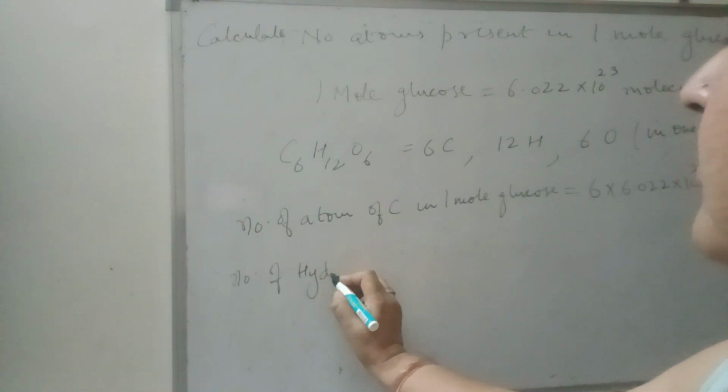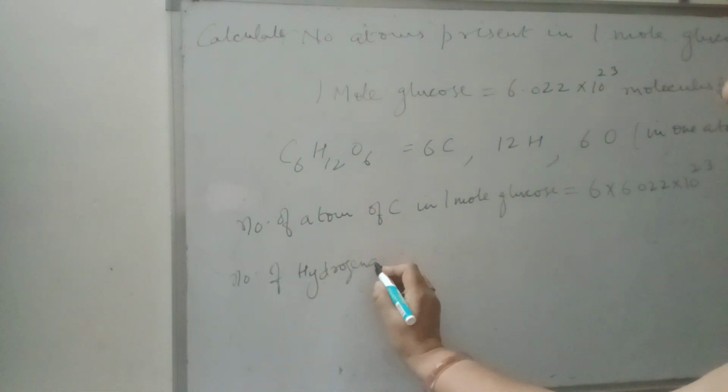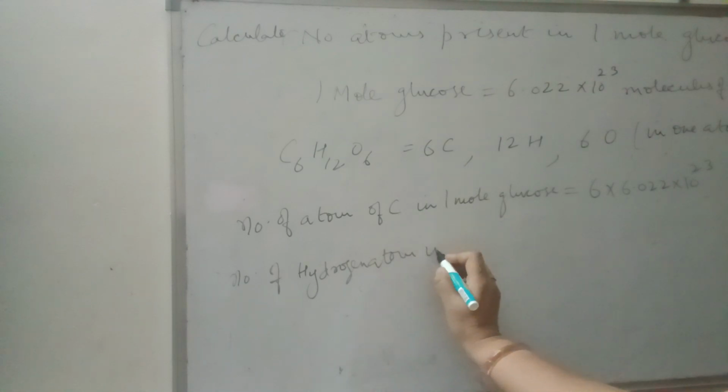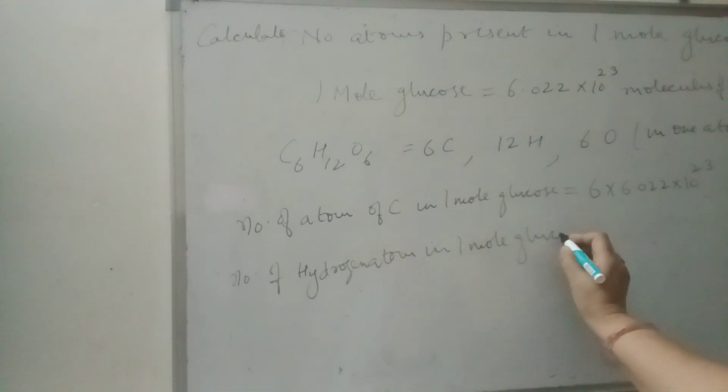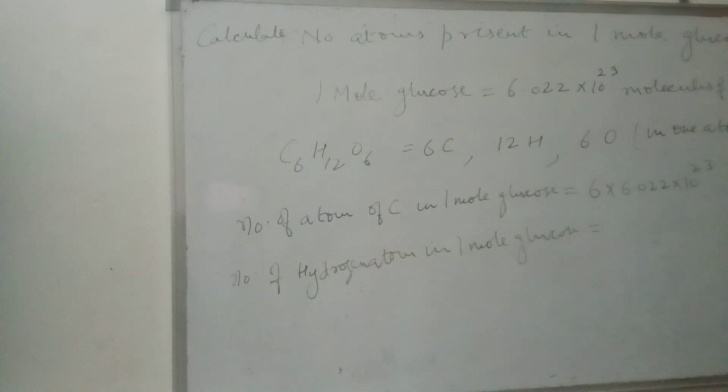Number of hydrogen atoms in 1 mole glucose is equal to, in one molecule there are 12 hydrogen atoms. 1 molecule of glucose containing 12 hydrogen atoms. Then 1 mole of glucose containing 12 into 6.022 into 10 raised to the power 23 atoms.